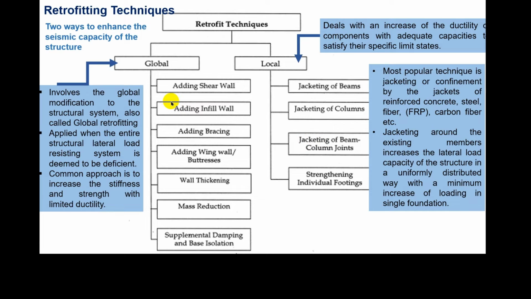There are two types of retrofitting techniques. The first one is the global retrofit, and the second one is the local retrofit. Global retrofit involves the global modification to the structural system, applied when the structural lateral load resistance system is deemed to be deficient, and it's a common approach to increase the stiffness and strength of the structure with limited ductility.